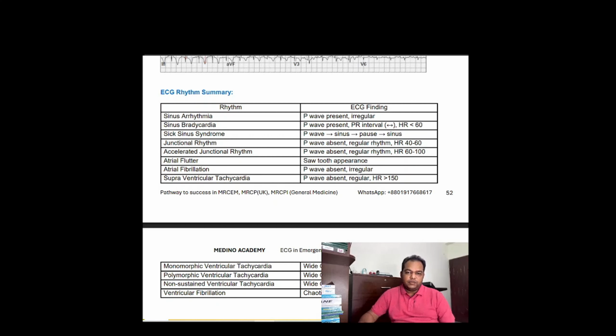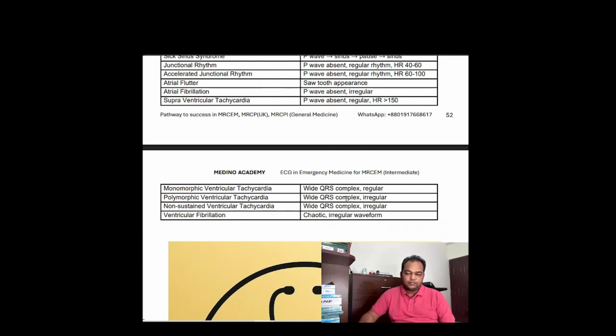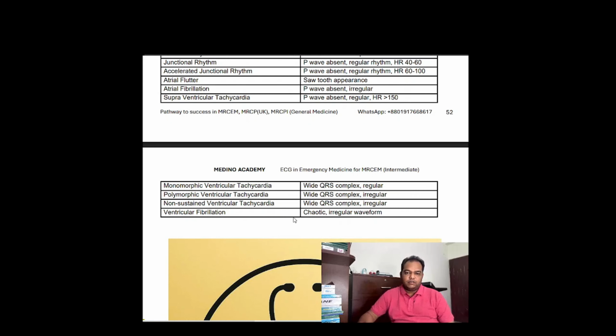In case of SVT, P wave is absent and rhythm is regular, heart rate more than 150. Monomorphic VT: in case of VT, QRS is wide, but in case of monomorphic VT, the morphology is regular, but in case of polymorphic VT, the morphology is irregular. And in case of non-sustained VT, the morphology is irregular also. That means PVCs are present there. Ventricular fibrillation, we can find irregular fibrillatory waves. That is a chaotic irregular waveform.